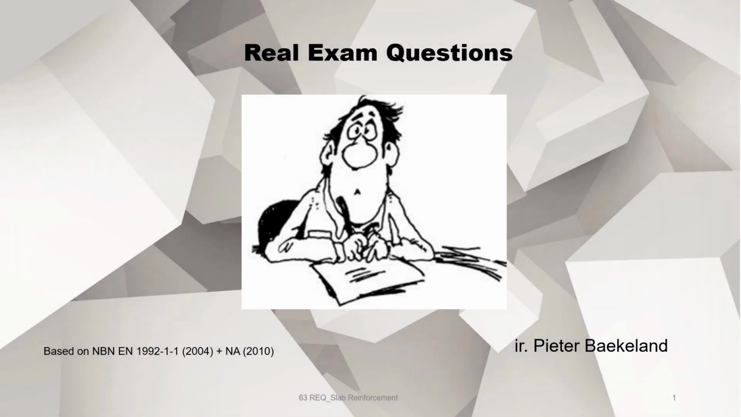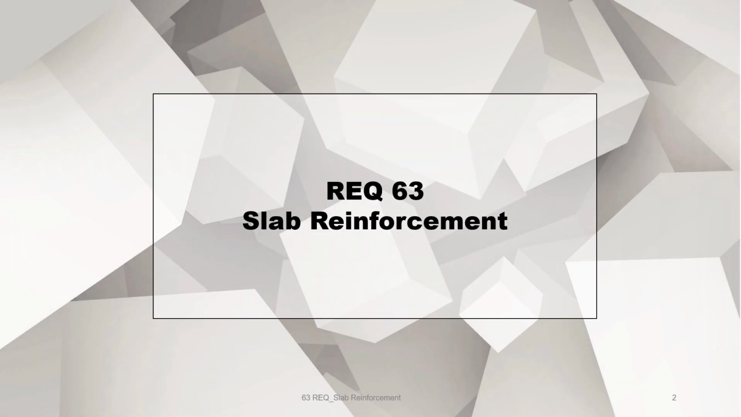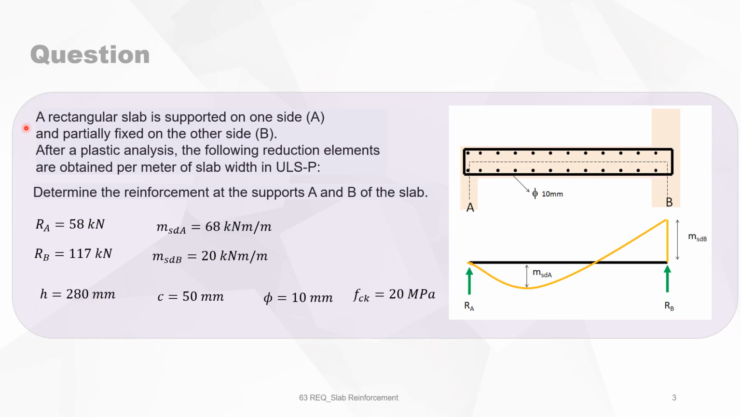Real exam questions. This is question 63, and it's about slab reinforcement. A rectangular slab is supported on one side, A, and partially fixed on the other side, B. After plastic analysis, the following reduction elements are obtained per meter of slab width in ultimate limit state persistence. Determine the reinforcement at support A and support B of the slab.